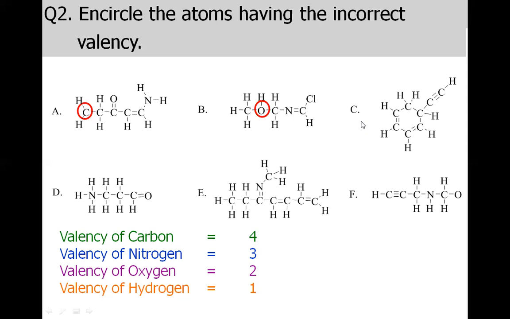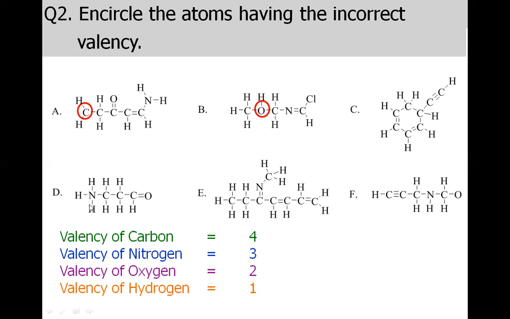Now look at compound C. Here we could see all carbons, the 6 carbons in the ring and the 2 carbons outside the ring, are satisfied with their 4 valencies, whether through 4 single bonds, or through 1 double bond and 2 single bonds, or through 1 triple bond and 1 single bond, whatever the case. The valency of carbon is satisfied. As for hydrogen, because hydrogen is monovalent, all hydrogens are connected to carbon. So there is no atom in compound C which is in the incorrect valency.